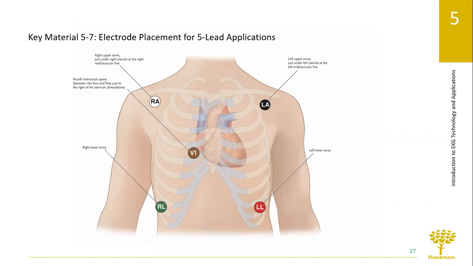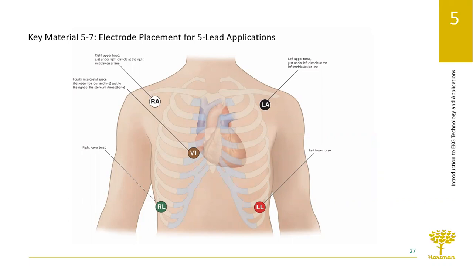If you add 2 more leads, it's called a 5 lead. That's V1. That's in the 4th intercostal space on the patient's right sternal border. And then you want to put the one for the right leg at the same height as you did for the left leg. So you don't want the right leg all the way down the leg and then the left one up on the ribs. Like I said, this is just for rate and rhythm determination.